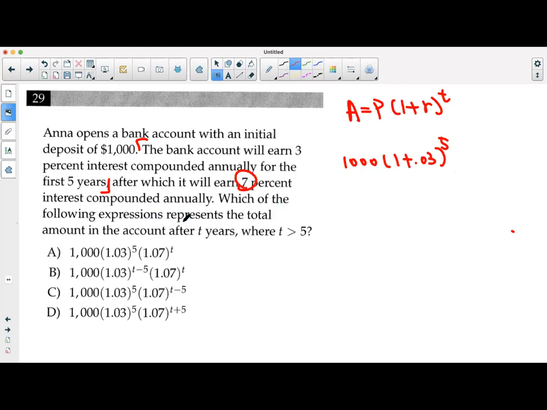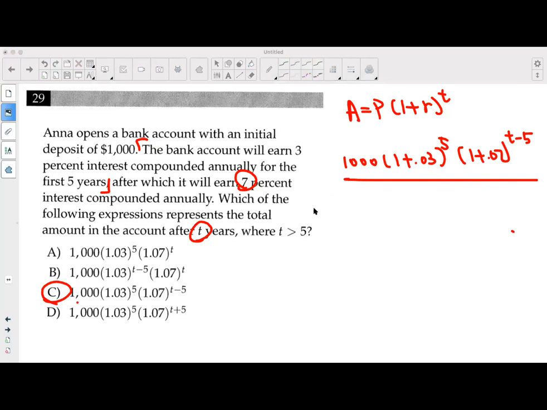Which of the following expresses the amount after t years? Even though we have t, the first 5 years would be subject to 3%. So after 5 years, I'm going to have 1 plus 0.07, and the exponent is not t, it's going to be t minus 5, because that's the years after the first 5 years. So then I'm looking at something like this. What is that equal to? Choice C becomes the answer, therefore. All right, so that's how we can do number 29.